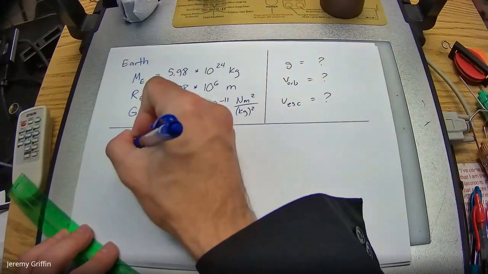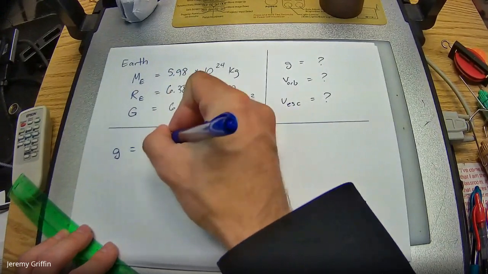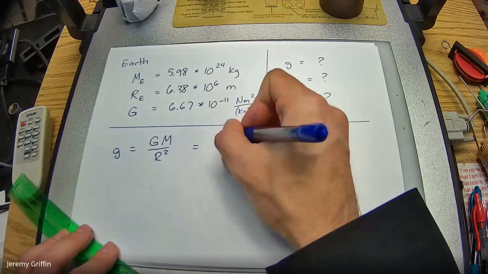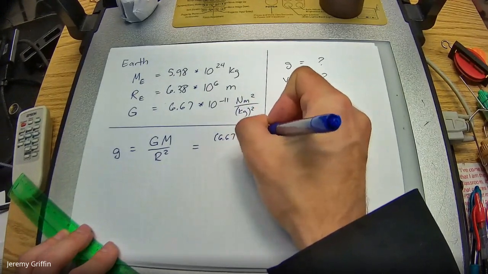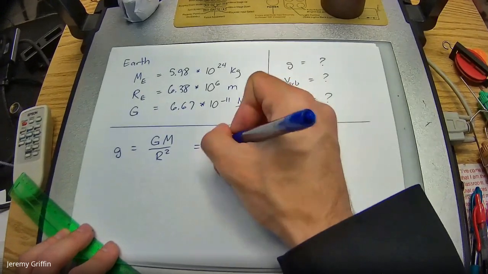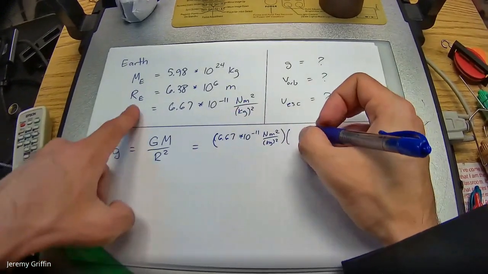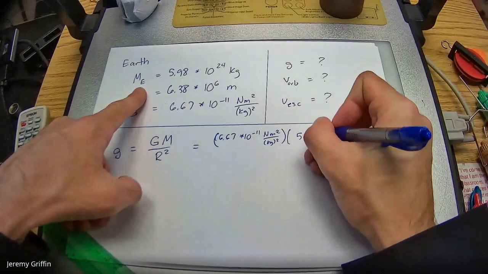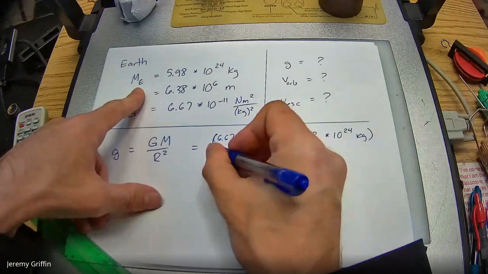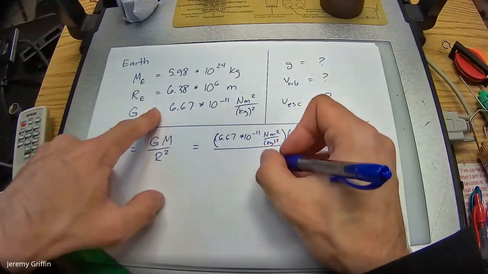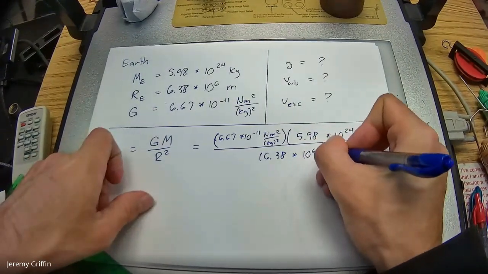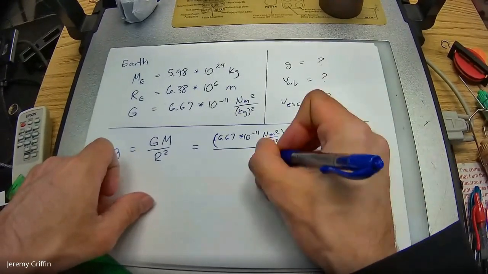Start with gravity. Here's the expression for it, GM over r squared. And the numbers go 6.67 times 10 to the minus 11 newton meters squared per kilogram squared, multiplied by the mass of the Earth, which is 5.98 times 10 to the 24 kilograms, all divided by 6.38 times 10 to the 6 meters, and then square that radial size.